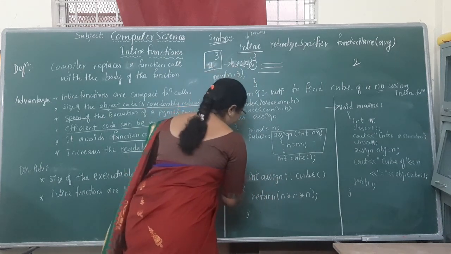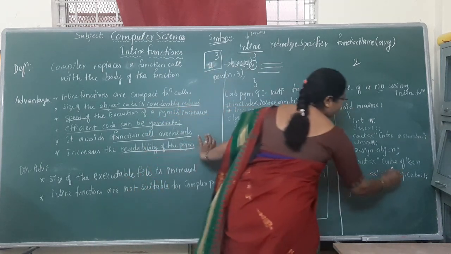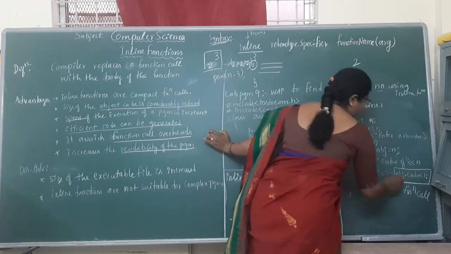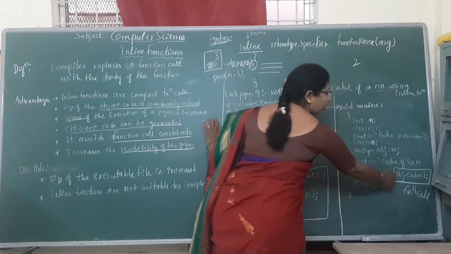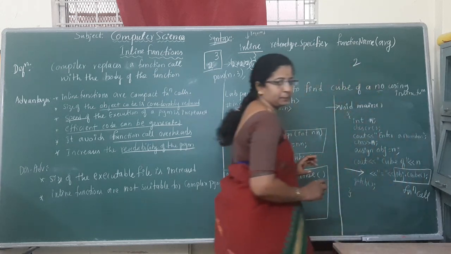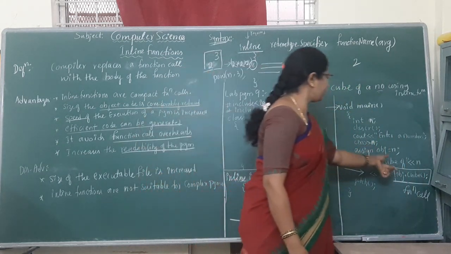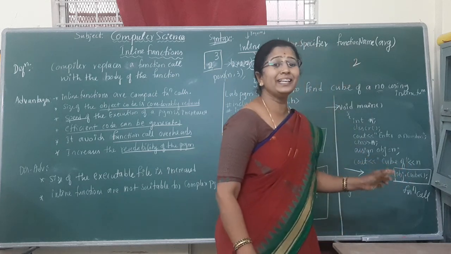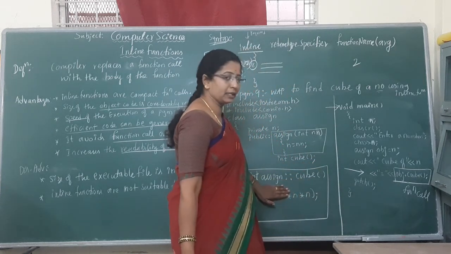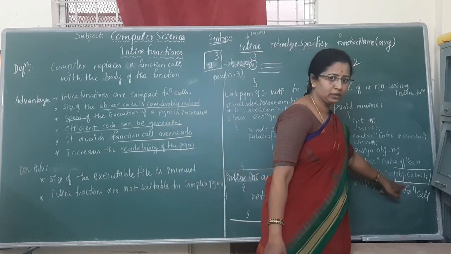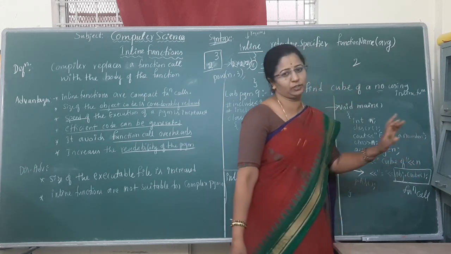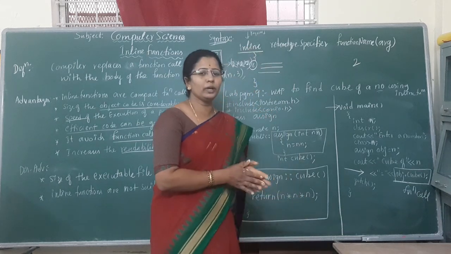See here, I have defined the inline function before the function call. This is your function call. When the control comes here, control will not move from here to there. The entire code will be replaced here by the compiler, in the function call itself. Your compiler will execute this particular code in the function call. Then immediately it will display: cube of 2 is equal to 8.